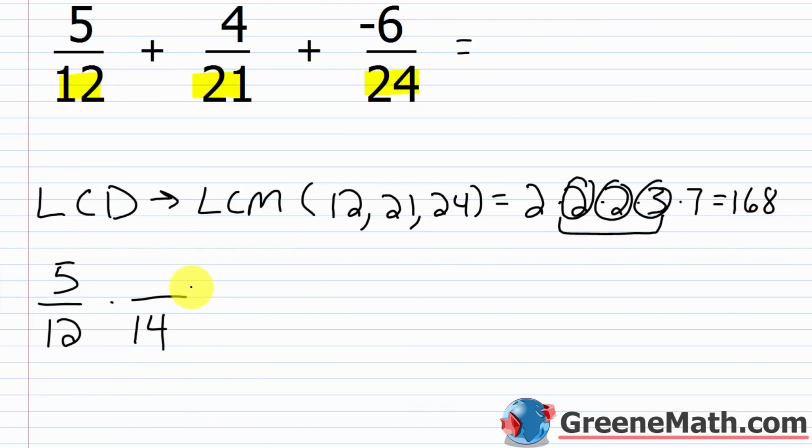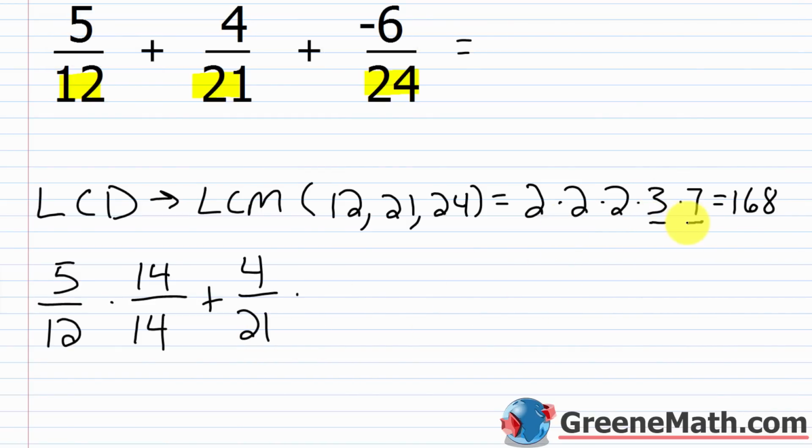Now, because I do this to the denominator, I have to do it to the numerator to make it legal. 14 over 14 is 1. If I multiply by 1, the number is unchanged. Next, we're adding. We have a 4 over a 21. Again, what do I need to multiply 21 by to get to 168? So if you look at 21, it's 7 times 3. So what I'd be missing is 2 times 2 times 2, or 8. So multiply this by 8 over 8, and your denominator will be 168.